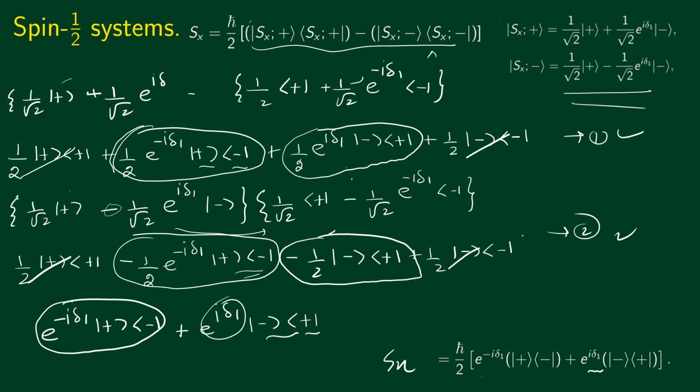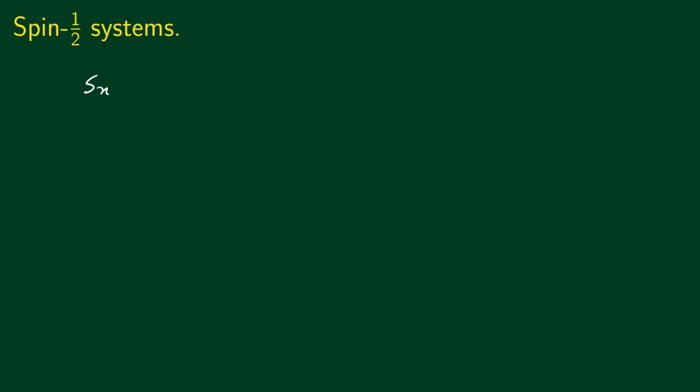Okay, what have we done here now? We have got operator Sx in terms of the base kets of Sz, or in terms of the eigenkets and eigenbars of Sz. Now we can make use of this operator. Now this is what we found. Sx is equal to h bar divided by 2 e raised to minus I delta 1 ket plus bra minus plus e raised to I delta 1 ket minus bra plus.